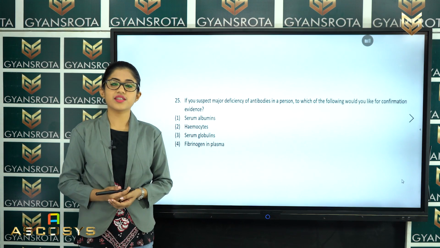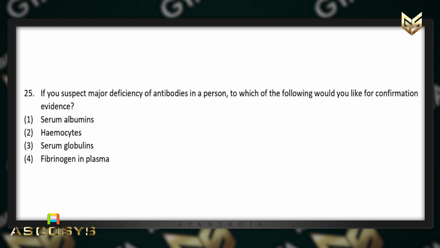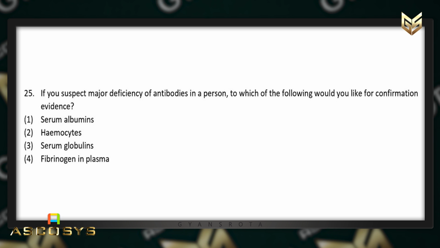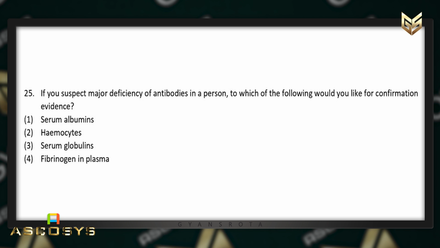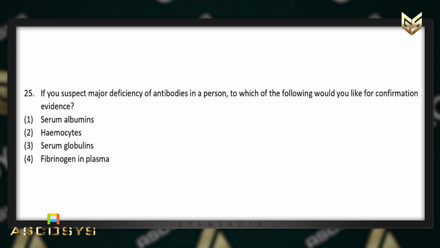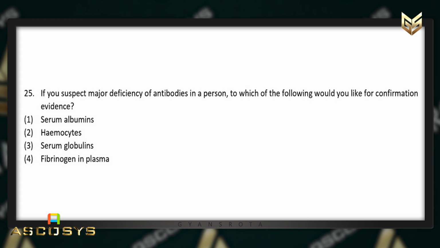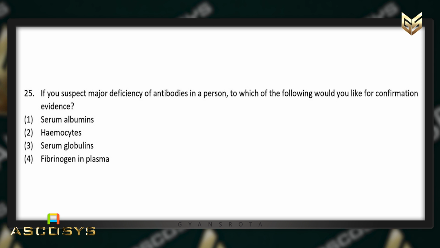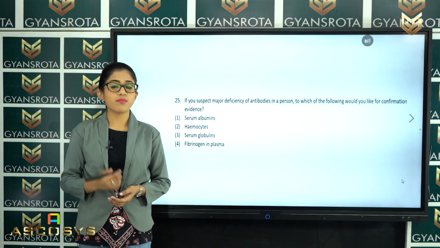Now, the next question is question number 25. In question number 25, you can see here, if you suspect major deficiency of antibodies in a person, to which of the following would you look for confirmation evidence? 4 options are given. First is serum albumins, second is hemocytes, third is serum globulins, and the fourth is fibrinogen in plasma.